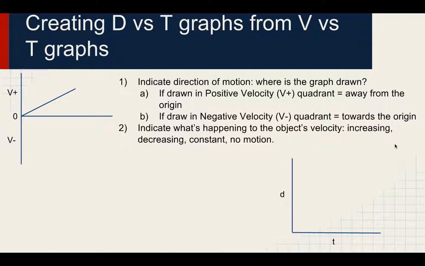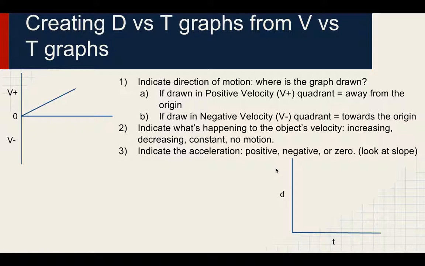Then tell me what's happening to velocity. Increasing velocity will start at zero and go to a value, whether that's positive or negative. Decreasing velocity will end at zero. Constant velocity on a velocity time graph is a horizontal line. Both quadrants, horizontal line. No motion means the velocity is at zero, so the line would be drawn across on this x-axis.